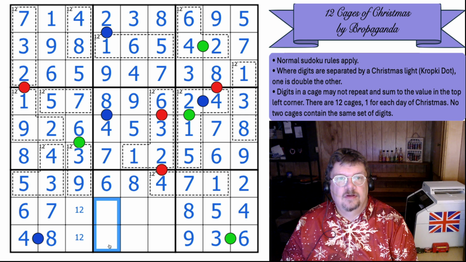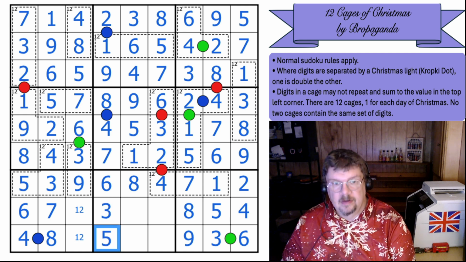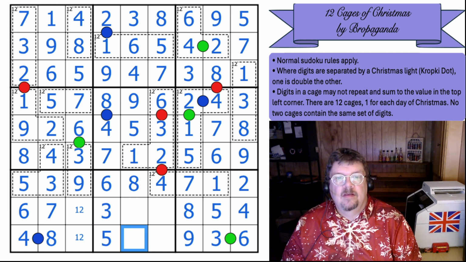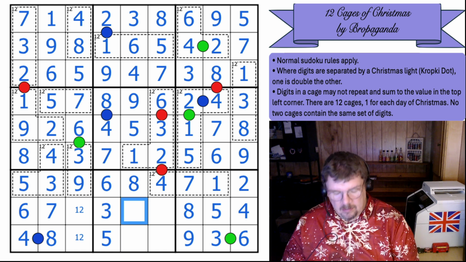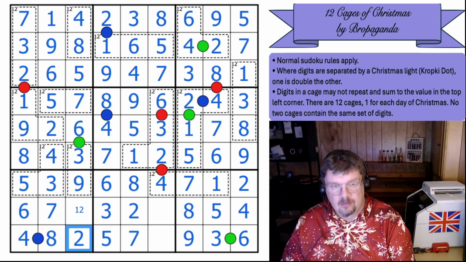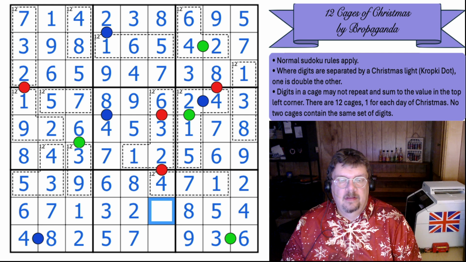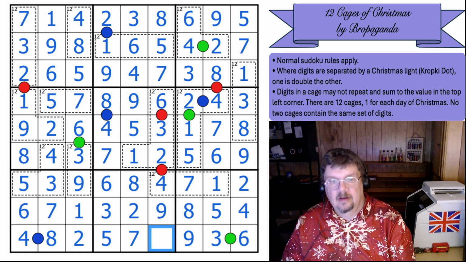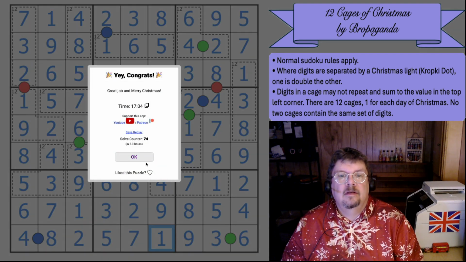Okay, these two digits are 3 and 5, which we can place. In this column, we need a 2 and a 7, which we can place, and that resolves these two. And then to finish off, we need a 9 and a 1. That's the 9, that's the 1.